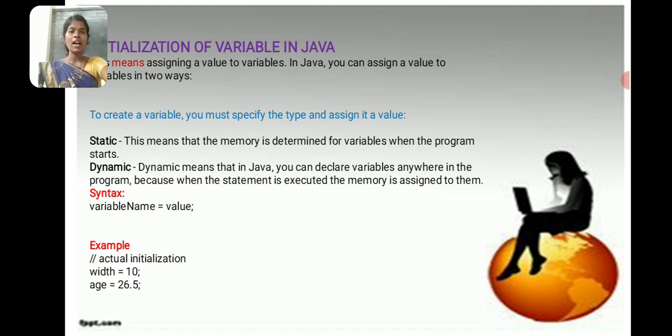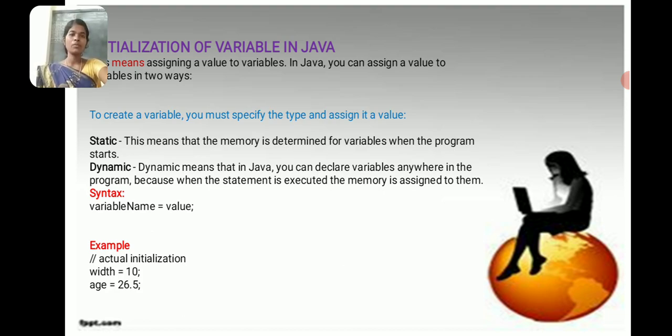Initialization means assigning a value to a variable. In Java you can assign a value to variables in two ways. The first one is static and the next one is dynamic. Static means that the memory for the variable is determined when the program starts. Dynamic means that in Java you can declare a variable anywhere in the program, because the memory is assigned when the statement is executed.